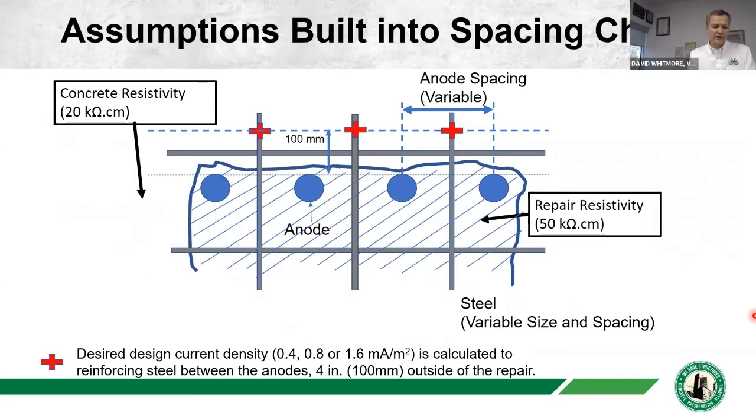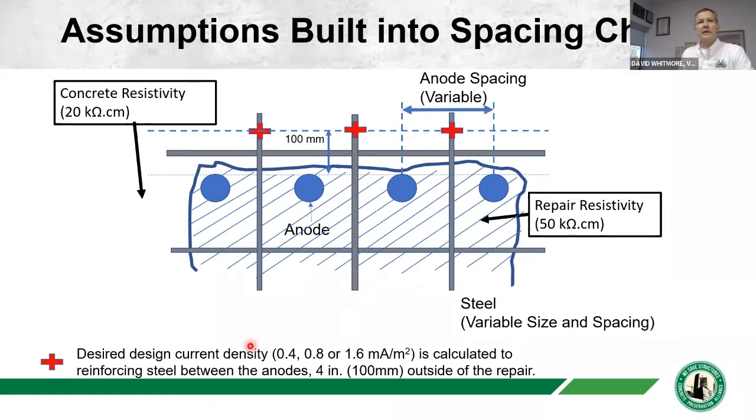Okay, so there are a bunch of other assumptions that are built into the spacing charts. It's important that you're at least aware of what they are, and you can decide whether they're appropriate for your project. So this is a little graphic illustrating a view of a repair, and I'll try to walk through these as simply as I can. The chart is going to tell you a spacing, and obviously the spacing is going to vary depending on factors like the steel density, etc.